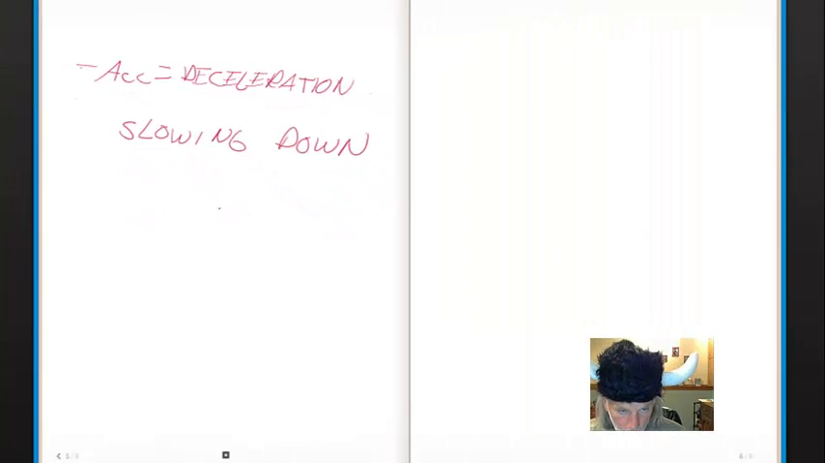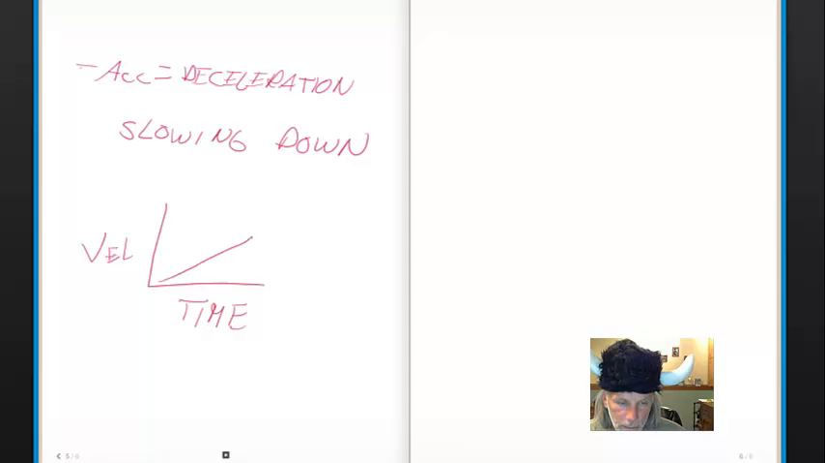Something real quick, one other little note to make. Let's say you got a graph and you've got velocity on the y-axis and time on the x. If you have a straight line, this is constant acceleration. We'll go over some of these problems in class, but hopefully this will help you out a little bit.